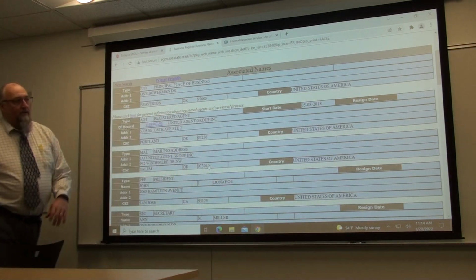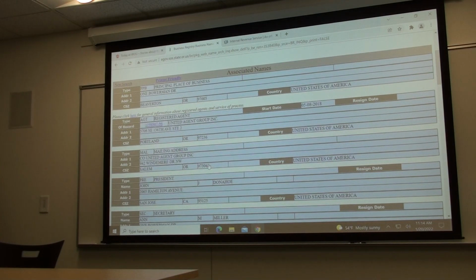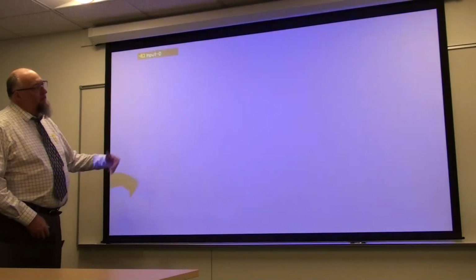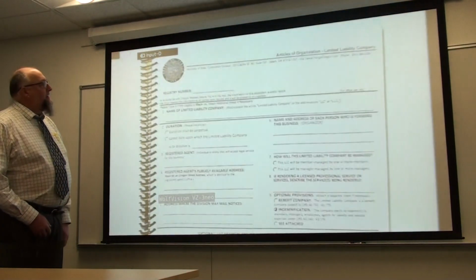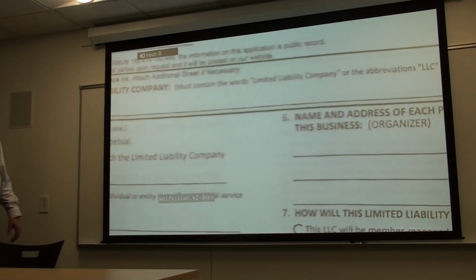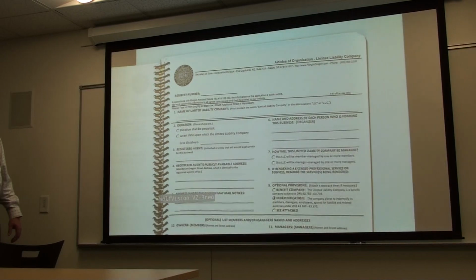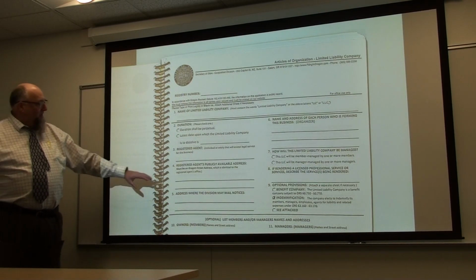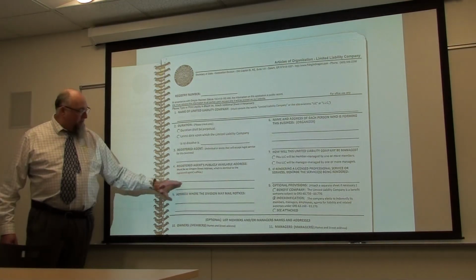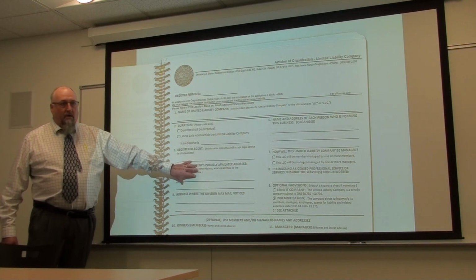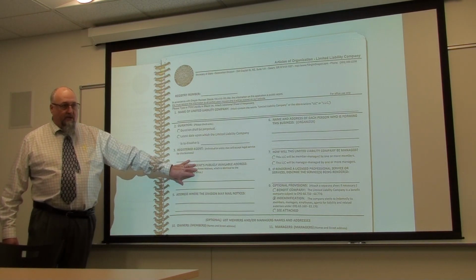So when you look on, I'm going to switch back over to the form real quick here. So when I file this form with the Secretary of State to start an LLC, down here it's got the registered agent. That's where I'm going to put that information. That'll be the same on a corporation or a partnership. That's where you put your registered agent.